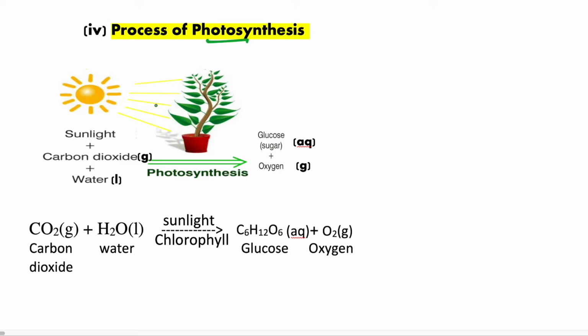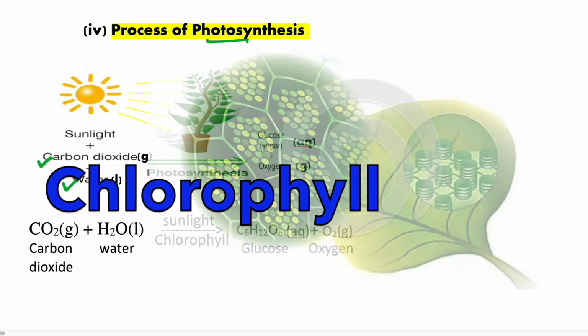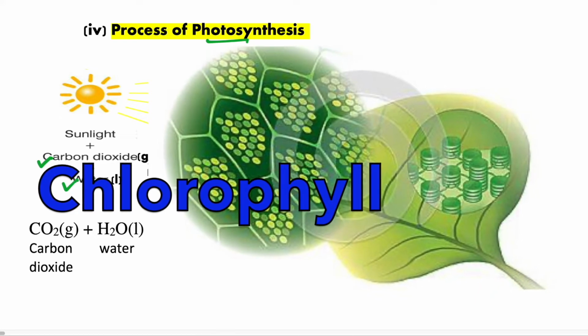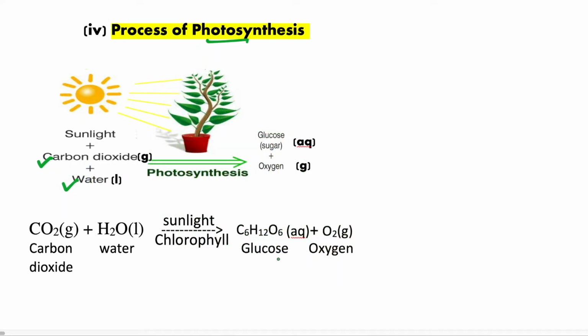Next example where change of state is taking place is the process of photosynthesis. Here the plant takes in carbon dioxide gas from air and water in liquid state from the soil in the presence of sunlight and the green pigment called chlorophyll present in the leaves. It gives glucose solution which is in aqueous state with the evolution of oxygen gas. So here carbon dioxide is gas, water is liquid. It gets converted into aqueous glucose or sugar with the release of oxygen gas.